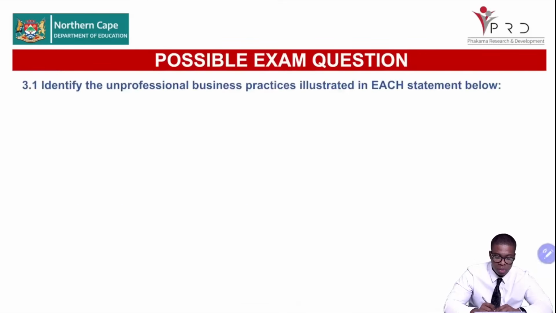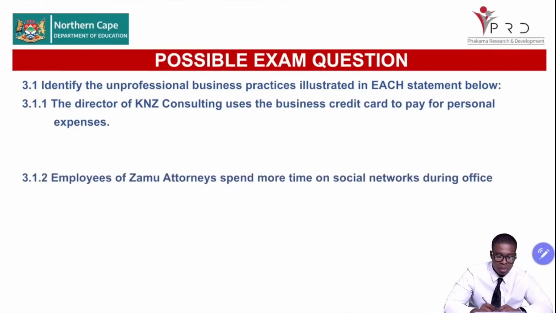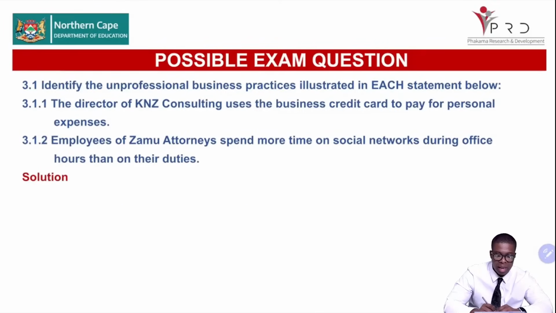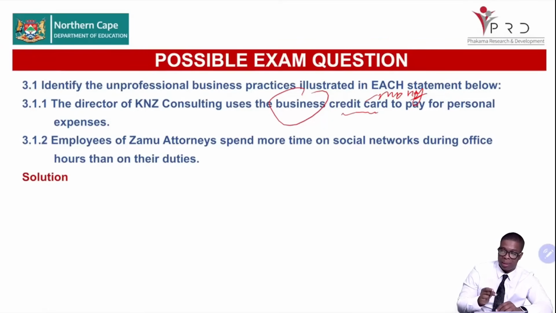Now, let us look into an assessment on that. So I will ask you here to identify the unprofessional business practices illustrated in each statement below. 3.1.1 says the director of KNZ Consulting uses the business credit card. The business credit card is a card that has money, and the money belongs to the business. So the director is using the business credit card to pay for their personal expenses. This is a personal expense, meaning it is not related to the running of the business. It is not the cost of the business.